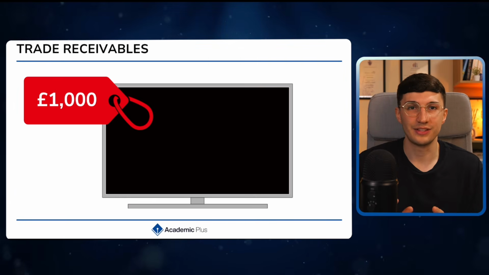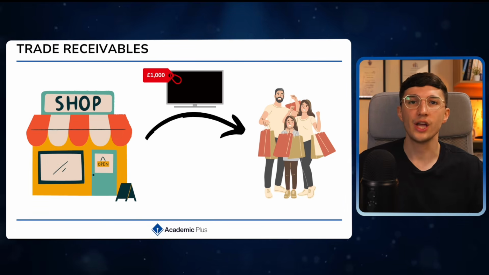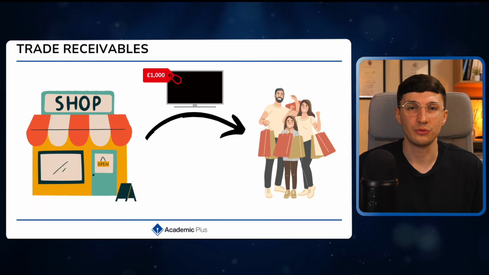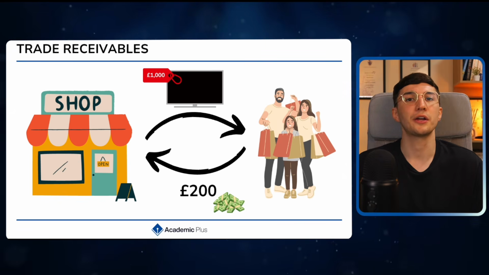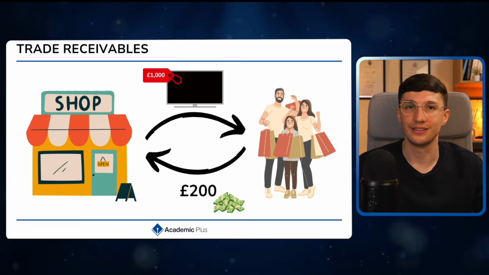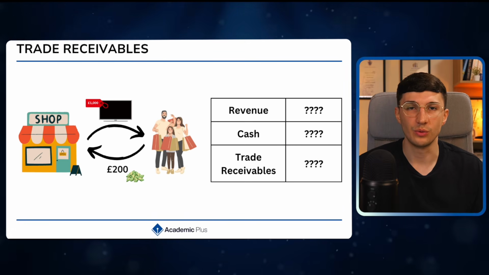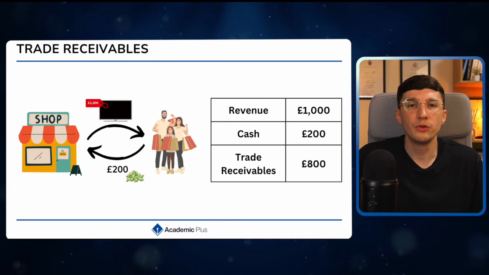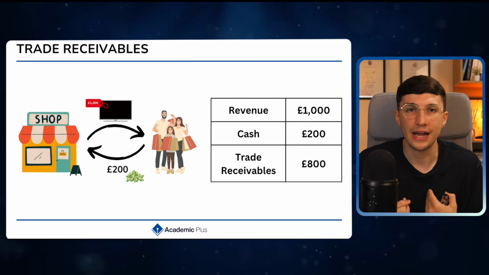So using that same example from earlier of me selling a TV for £1,000. So let's say I've sold this TV for £1,000 to our end customers, but the cheeky customers come back to me and said, I can only pay you £200 today. I'm going to give you that £800 at a later date. So what we need to think now is, well, what is our trade receivables equal to? Well, essentially, how much money are we waiting to receive from our customers? Which would just be £800.